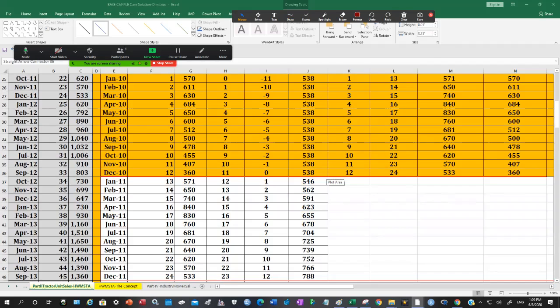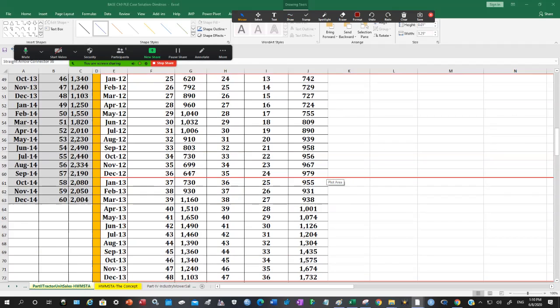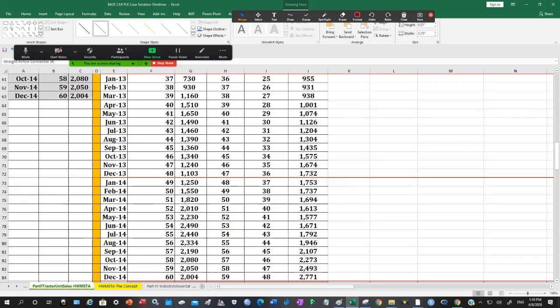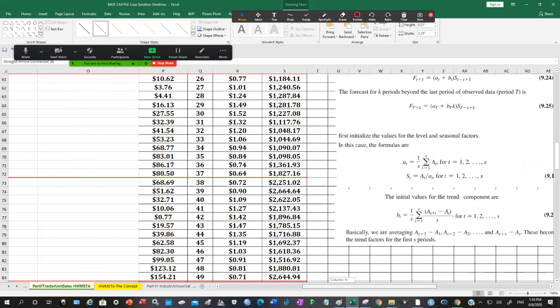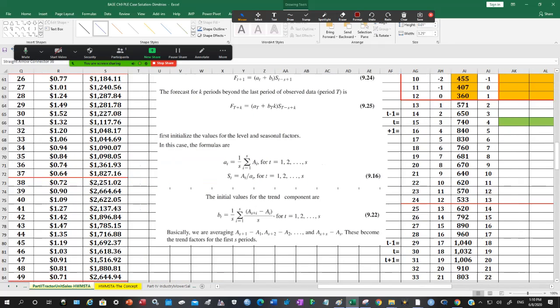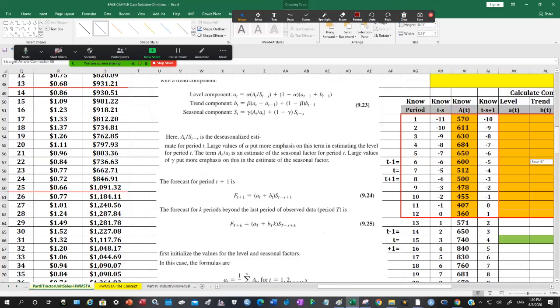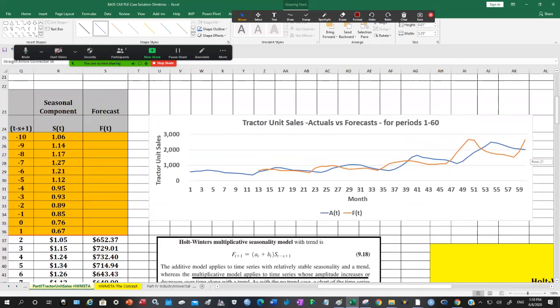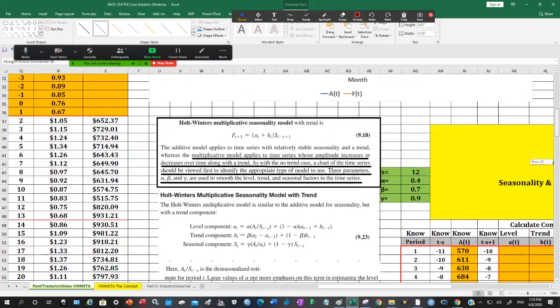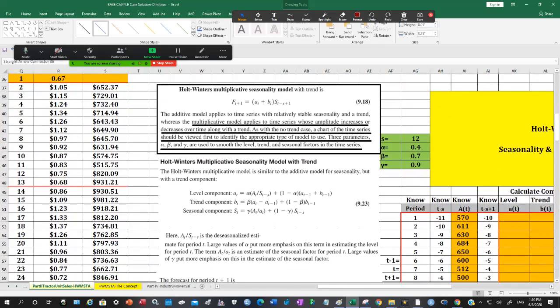This is the answer. This is how I do the multiplicative model with the actual tractor data. But what I want to do here to the right is explain the algorithm, which is basically how it's done with the software.